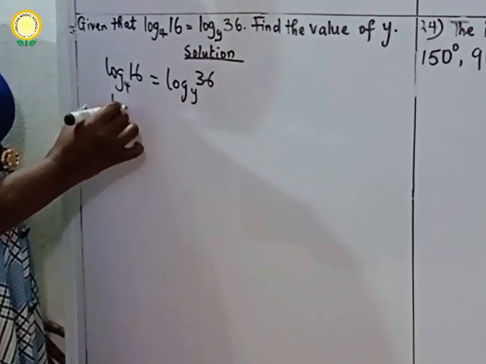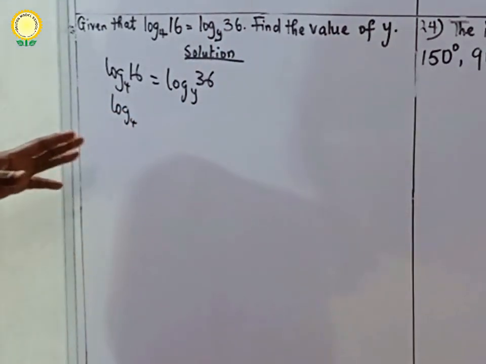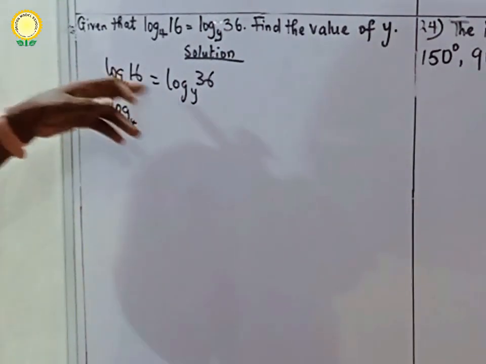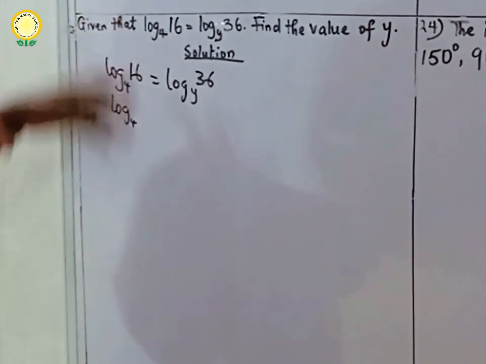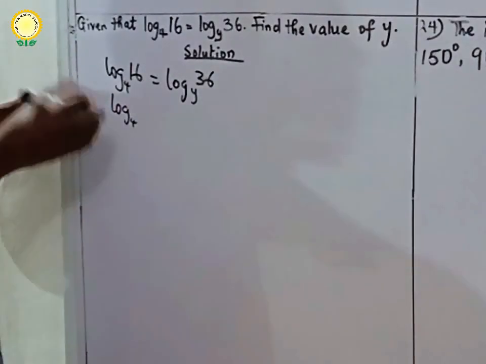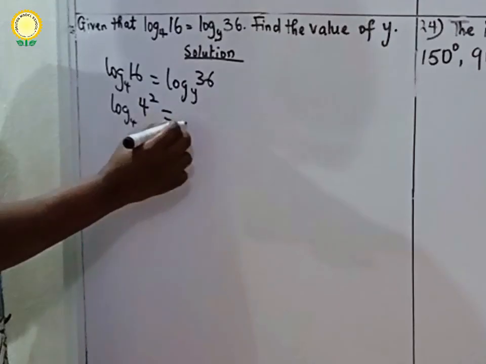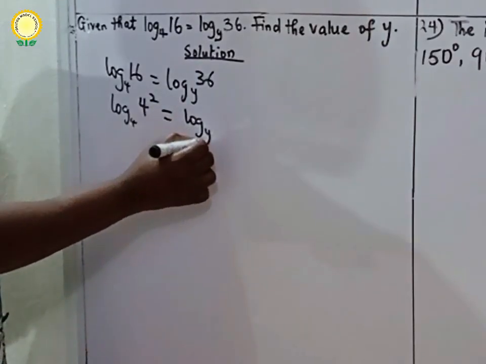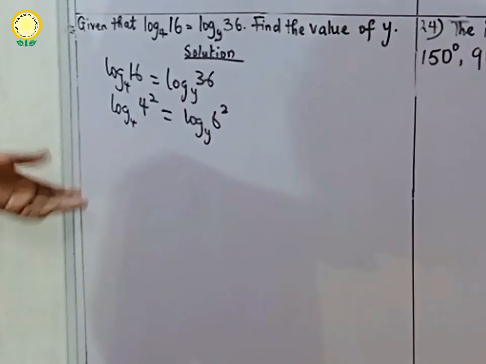The first thing I'm going to do is I want to simplify. I want to start my work by simplification because I have log at both ends and there is an equal to sign. If there was no equal to sign, I would not have done all that. But because there's an equal to sign, I can simplify this way. 16 is 4 squared, and 36 is what? 6 squared. This makes it look simpler.